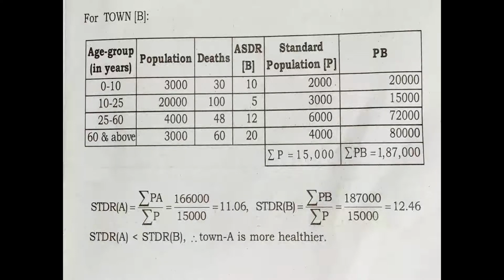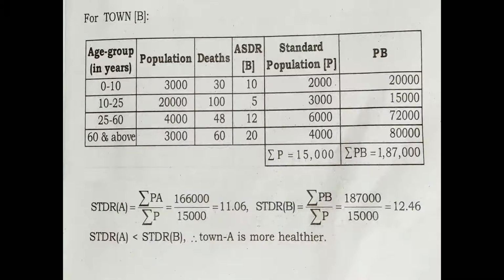Now we shall calculate the standardized death rate for town A, which is equal to summation P into A divided by summation P, which is 166,000 divided by 15,000, which is equal to 11.06. And standardized death rate for town B is equal to summation P into B divided by summation P, which is equal to 187,000 divided by 15,000, which is equal to 12.46.